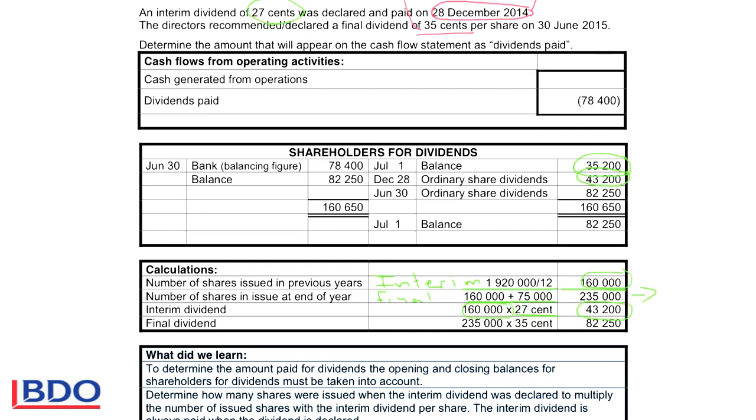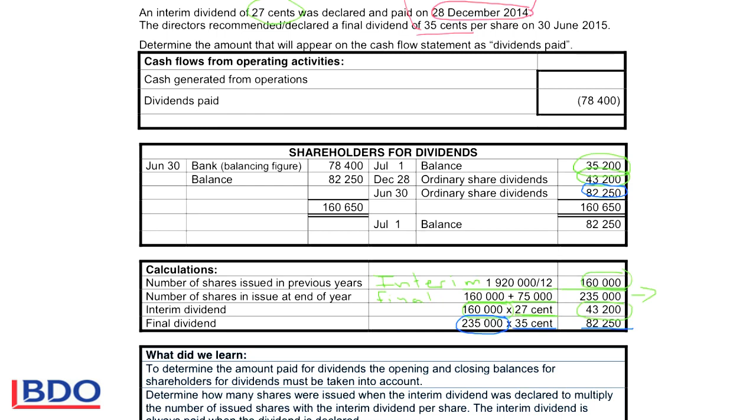Then at the end of the year, we will look at the number of shares that we've got at the end of the year. So it's the shares of the previous year plus the shares that were sold in the current year. The dividend declared was 35 cents per share. And if I multiply that, it gives me 82,250. So I will debit ordinary share dividends, the expense account. Who do we owe the money to? To the shareholders.